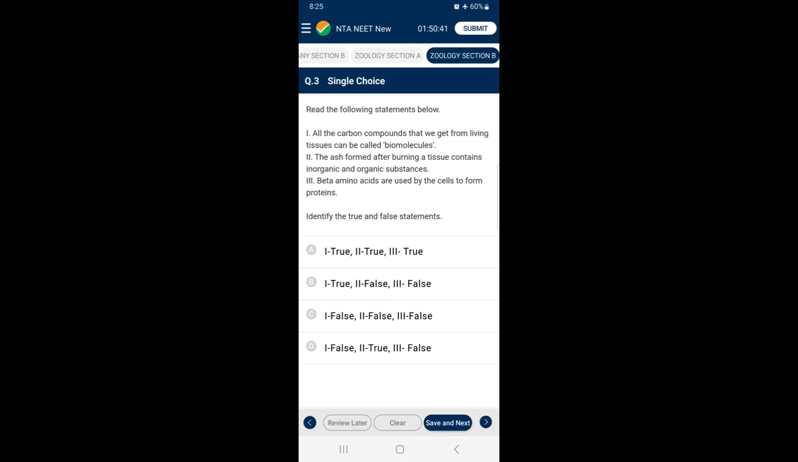Question number 3. Read the following statements. Identify the true and false statements. Statement 1. All the carbon compounds that we get from living tissues can be called biomolecules. Yes, it is true. The second statement. The ash formed after burning a tissue contains inorganic and organic substances. That is false. Statement 3. Beta amino acids are used by the cells to form proteins. That is also false. From the given 3 statements, statement 1 alone is true. So the correct option is B.